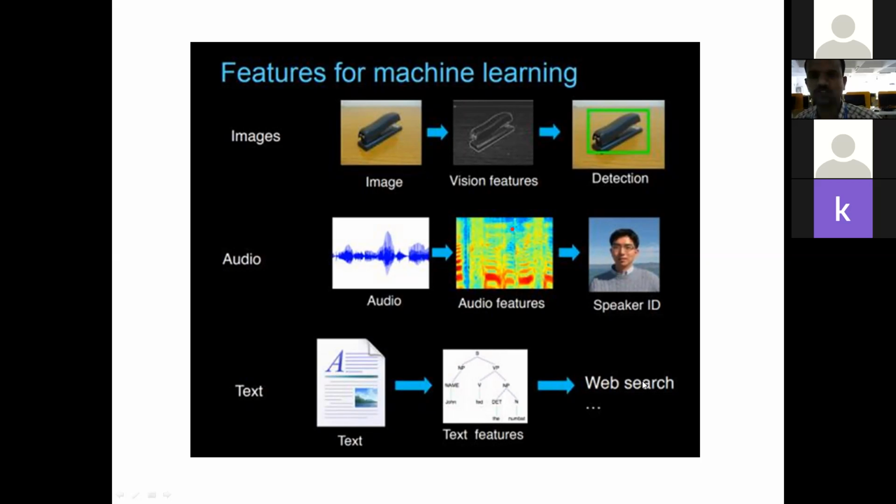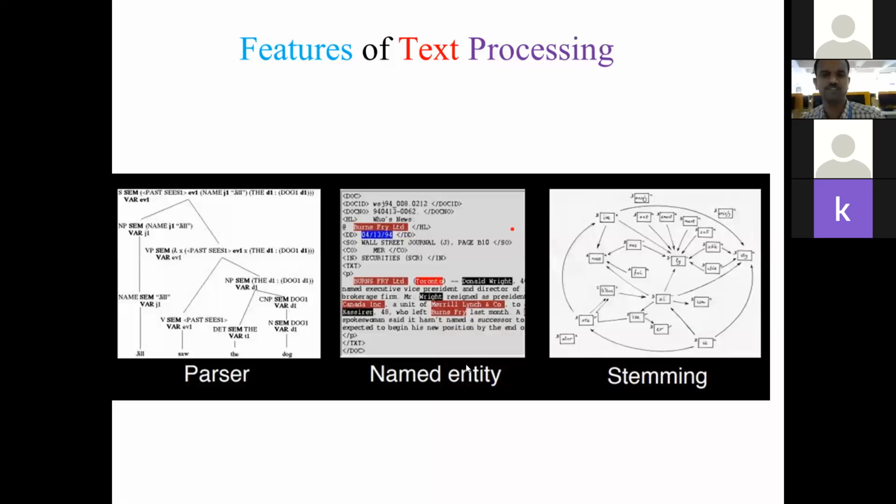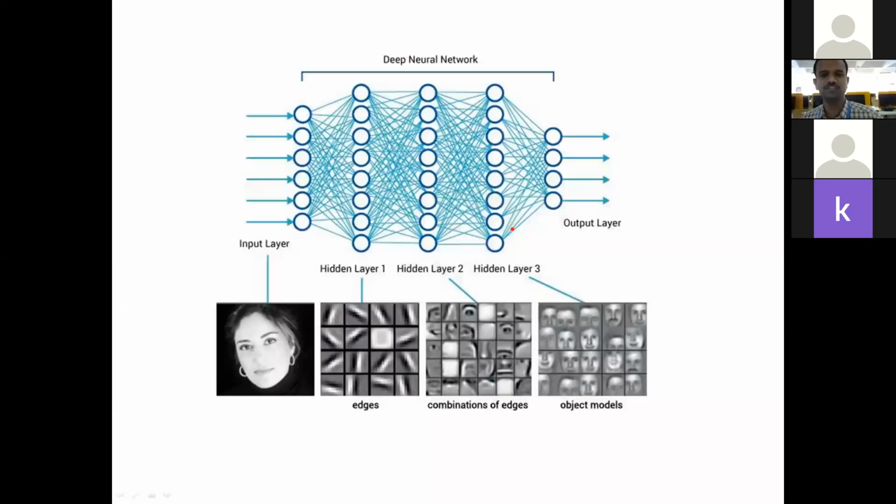The same, you can show another important variation. As I said, text processing will happen like this. A parser will be there. You will have a named entity, and you follow some stemming algorithms here. And see, this is one other variation, like a deep neural network.